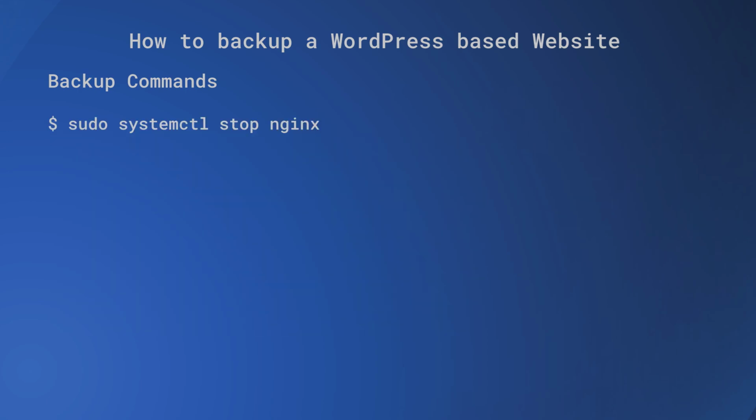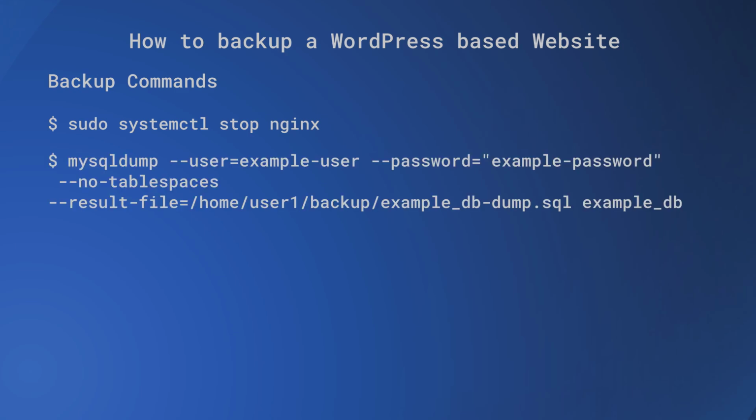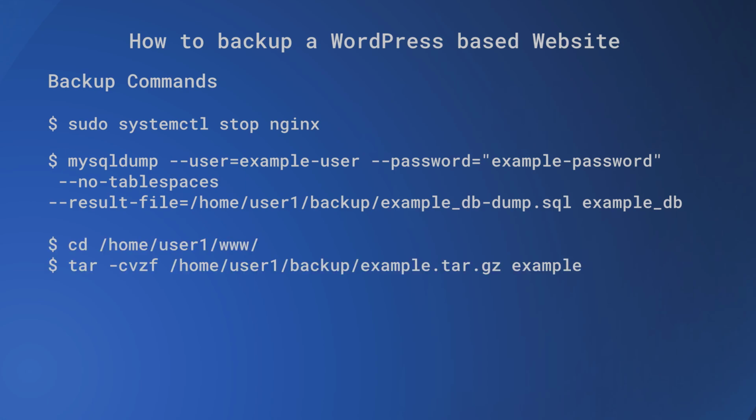So the first command is sudo systemctl stop nginx. Then we take the database dump with a command mysqldump --user=example-user --password=example-password --no-tablespaces --result-file=/home/user1/backup/example_db-dump.sql example_db.